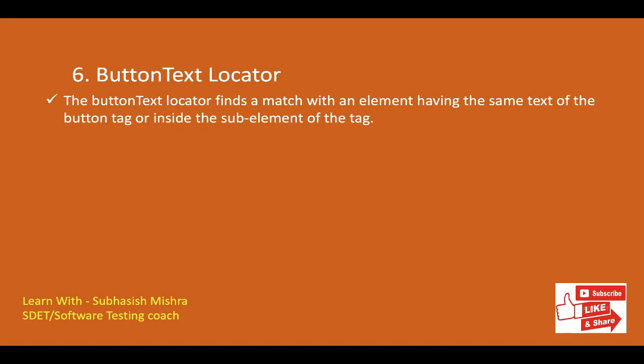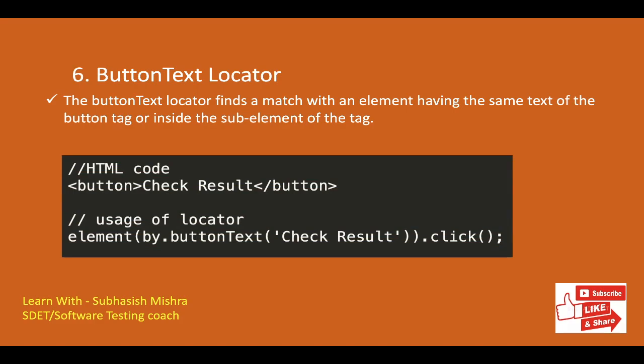Then the next locator is buttonText. The buttonText locator finds a match with an element having the same text of the button tag or inside the sub element of the tag. Here you see the HTML code, and here we do not have any HTML attribute, we have only text, that is check result. We will find the element using this text. We will use this check result text and we will find the element.